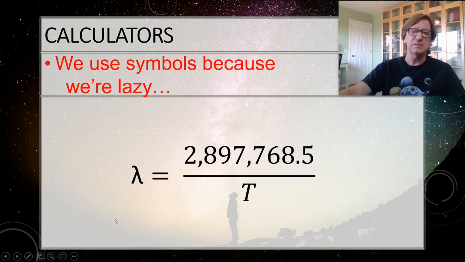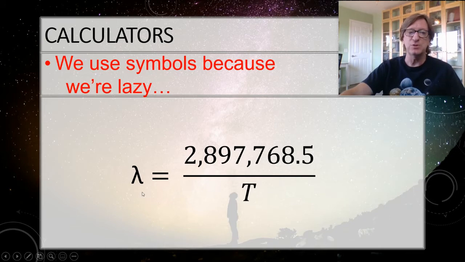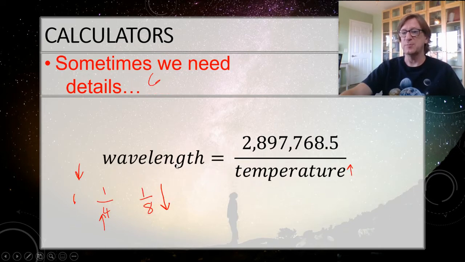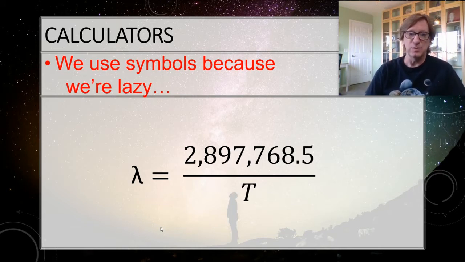This little symbol here is actually a Greek lowercase letter lambda. Most of my students end up just calling it chicken foot. I don't care what you call it. You can call it smiley face or chicken foot or whatever. Whenever you see this symbol, I want your brain to say wavelength, because that's what it is. You see that you can start getting formulas that look all alien and esoteric and smart, but really it's just because we're lazy. So if I give you the temperature, you do 2897768.5 divided by the temperature, and that gives you the wavelength. Okay.